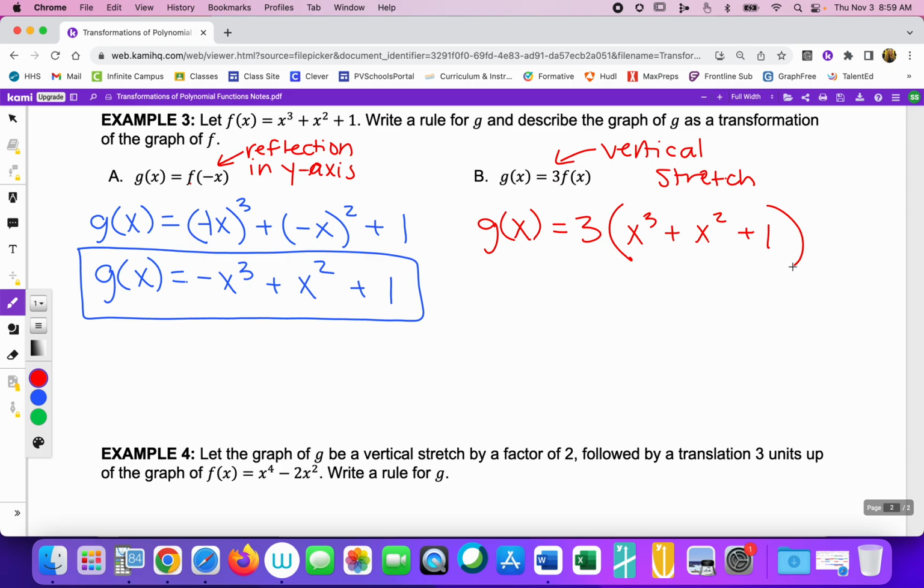Any questions on how that's set up? Now the last thing I need you to do is distribute the 3. Okay. Distribute the 3 in there, and then we would have our function. It would be 3x to the third plus 3x squared plus 3. So if this was the original function, a vertical stretch by a factor of 3 would look like this. If that was the original function and we want to reflect in the y-axis, this is what that would look like. Questions before we keep going?